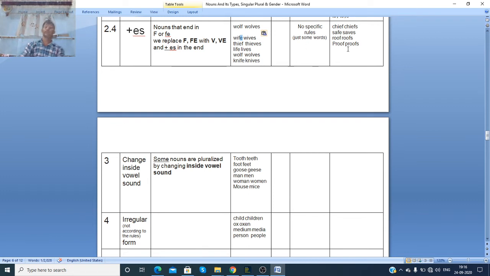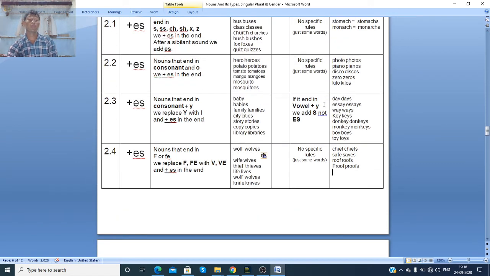And then there are some exceptions, like chief. F isn't replaced with v. Chief becomes chiefs. Safe becomes safes. Roof is roofs, not rooves. Proof is proofs, not prooves. So these are four rules for making a noun plural by adding es.